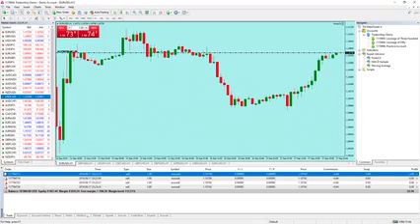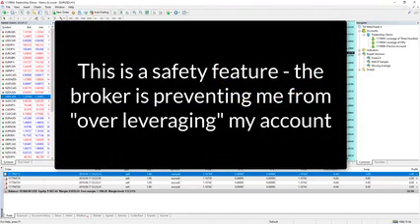What's going on is the broker is trying to protect me from, one, putting too much leverage on my account. So it's protecting them and me. Okay, so it's a safety feature. All right, so keep that in mind.